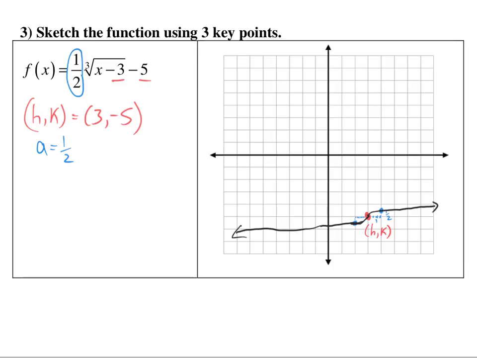We're done. Do I have 1, 2, 3 key points? Yeah. We don't need a table. We don't need to overcomplicate it. We're done.